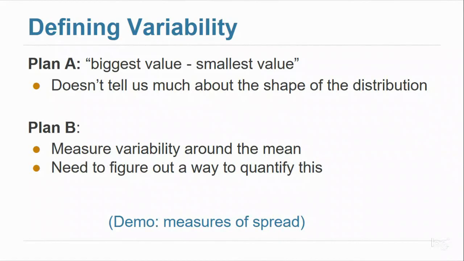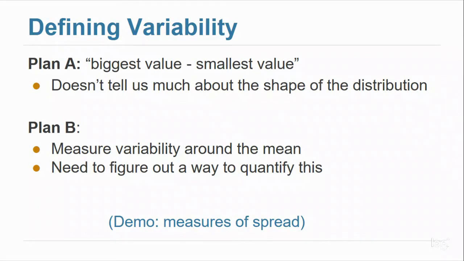To talk about measures of spread, the key idea here is standard deviation. We'd like to define variability. One way to define variability is to take the biggest value in a set minus the smallest value. That difference doesn't tell us much about the shape of the distribution, but it does tell us something about its spread. A different plan is to measure variability around the mean. We need to figure out a way to quantify the variability around the mean.